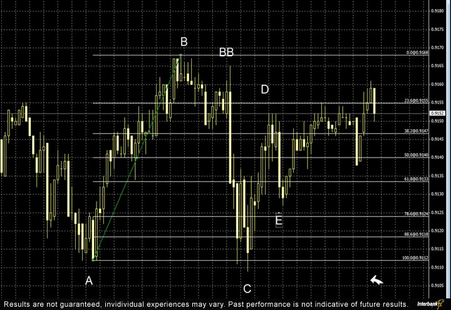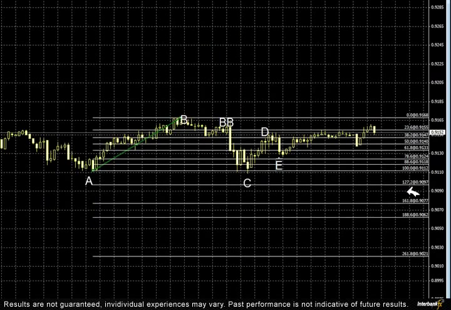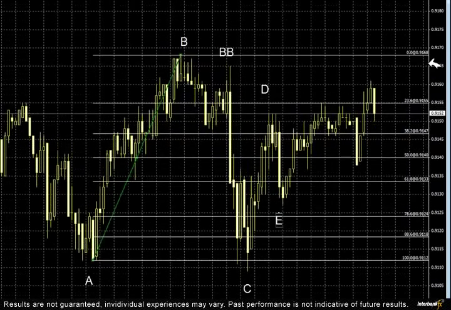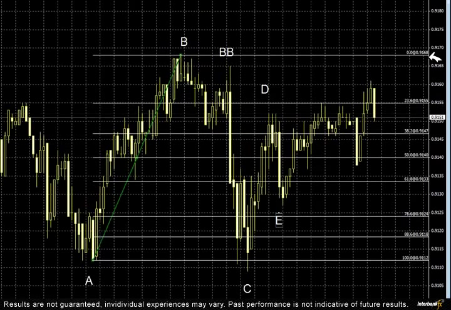We can make lower lows because at that point we're going into our extensions, right? That's no problem. But we cannot make a higher high. Everybody clear on that? That would nullify the move from A to B.